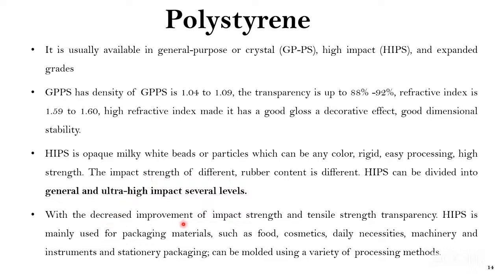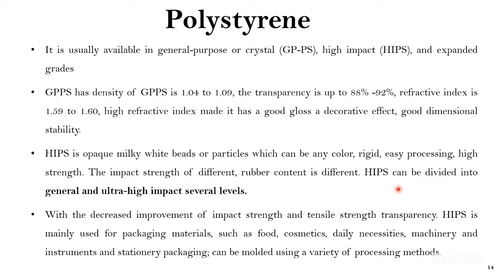Then with the improvement of impact strength, the tensile strength as well as the transparency also decrease. If you try to improve the impact strength, there might be a decrease in your tensile strength and the transparency. So HIPS and polystyrene materials always have to strike a deal to get proper strength as well as transparency and better impact strength.